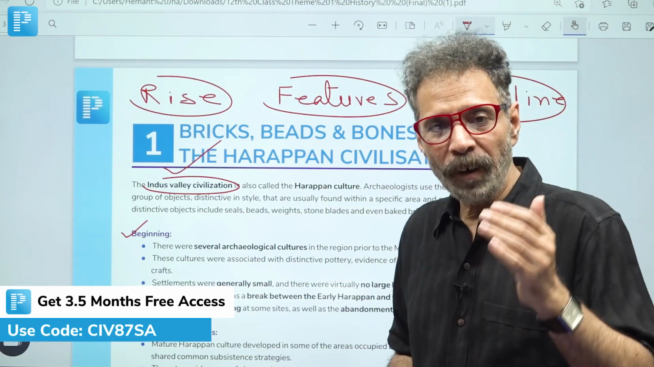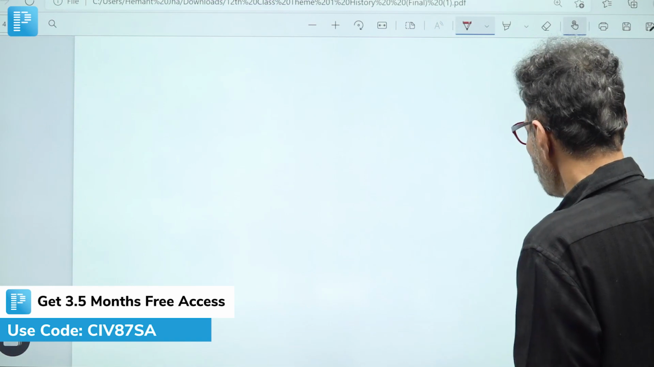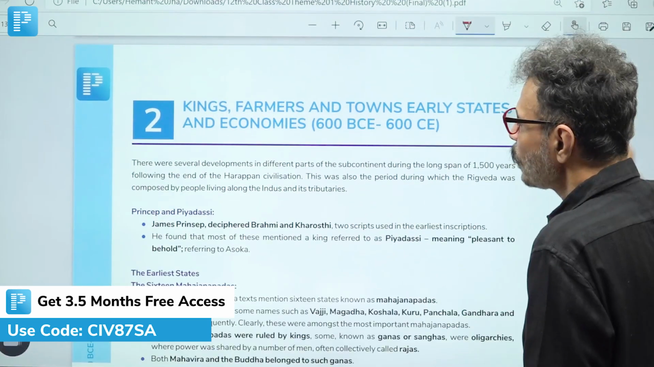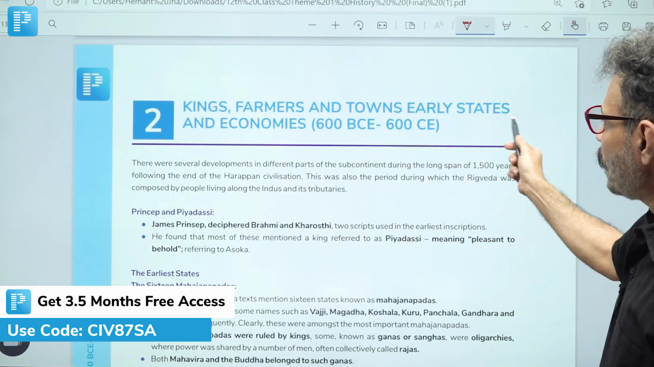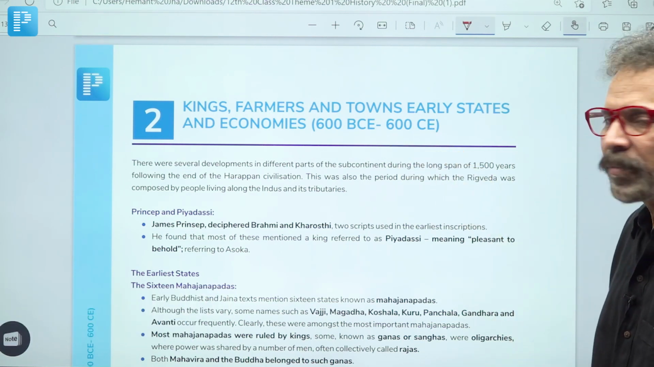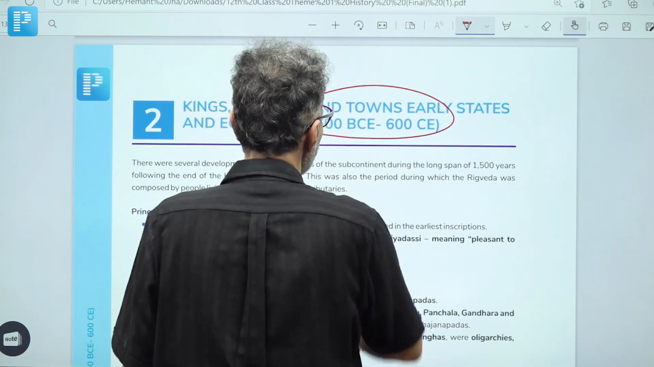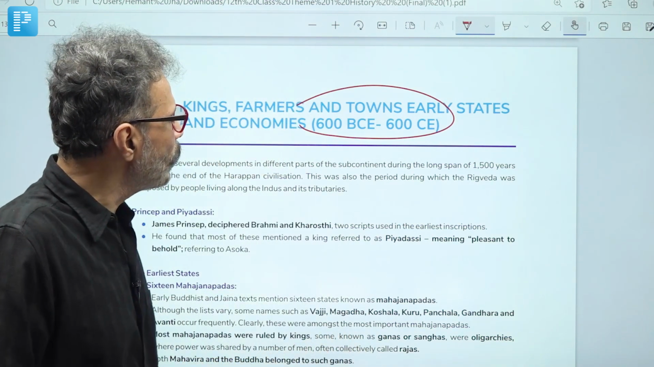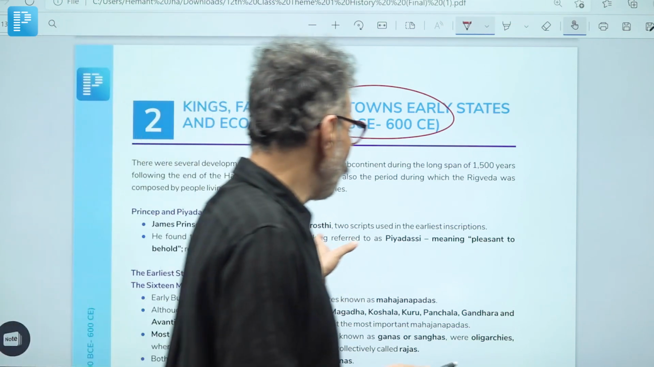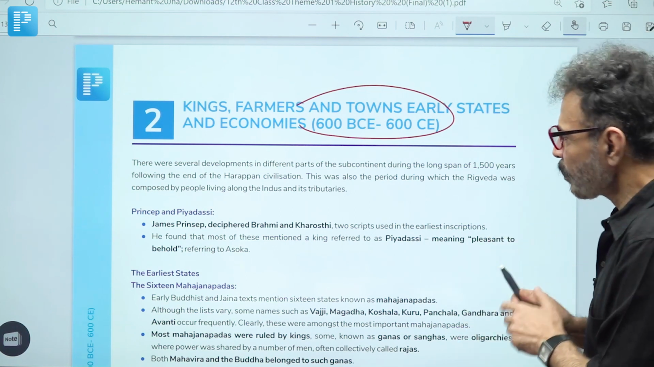Similarly, in the summary of every topic, now I'm going to show you the pages of the next topic, and this is topic number 2. The kings, farmers, towns, early estates, and economies. 600 BC to 600 C. In fact, this topic is related to this phase, 600 BC to 600 C. This is a long phase. And here again you will find the approach to present a summary is the same. Take a look.